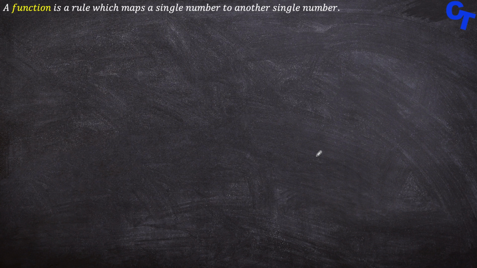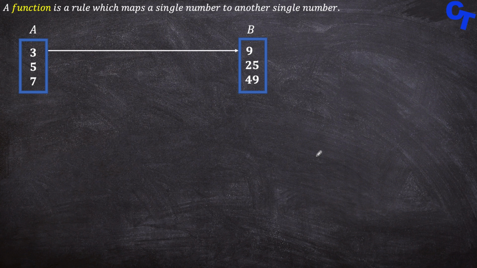So I'm going to give you an example. We're going to illustrate this using some sets. I'm going to draw two sets right here, and I'm going to call this set A and this set B. On set A, we have three numbers: 3, 5, and 7. And on set B, we have 9, 25, and 49. So what I'm going to do is map 3 to 9, 5 to 25, 7 to 49.